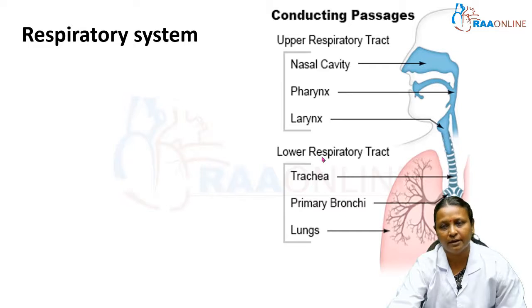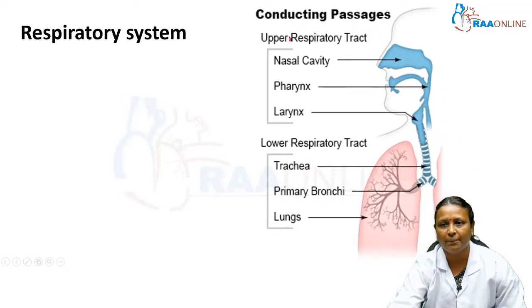So what is there in the respiratory system? You have an upper respiratory tract which comprises the nasal cavity, pharynx and larynx, and a lower respiratory tract where you have the trachea. The trachea divides into the two major bronchi. These two major bronchi in turn progressively branch into the primary and secondary bronchi. Then you have the bronchioles, and then you have the alveolar ducts and the alveoli.